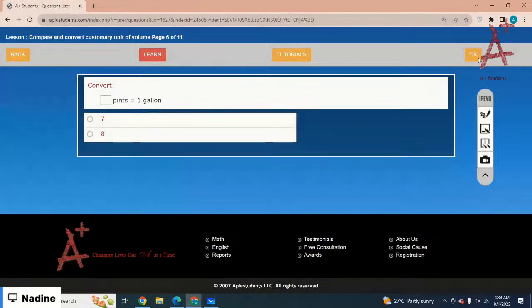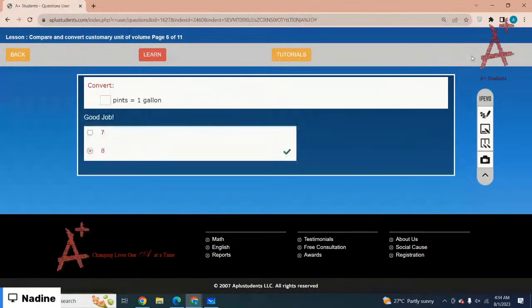1 gallon equal, which is the correct option? 1 gallon equal 8 pints. The correct option is 8 pints.